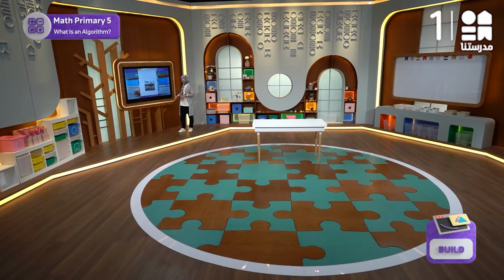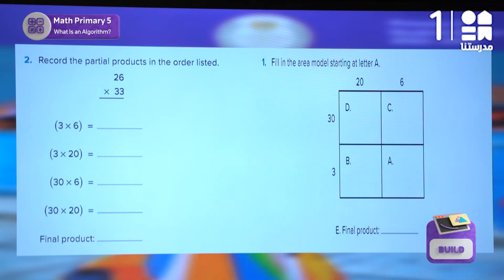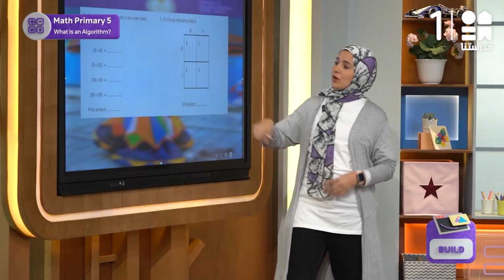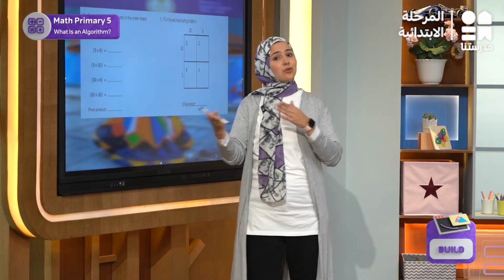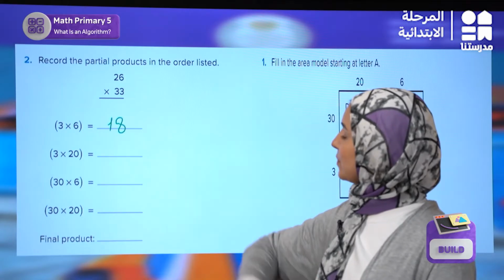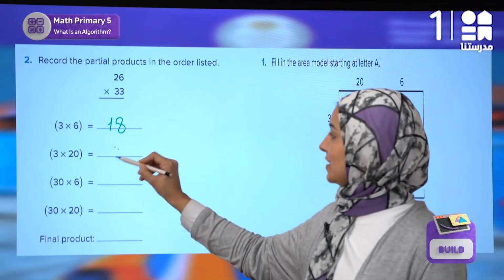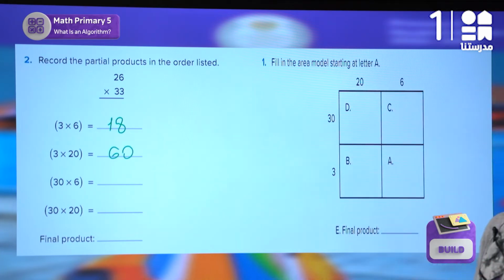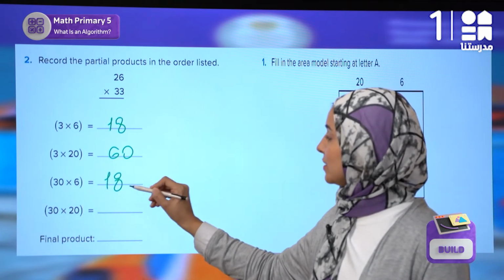Let's start solving the problem, then we will compare the two ways. Now, what do I have? For the partial products here, I have the first product, 6 times 3 or 3 times 6. So the answer here is 18. What comes next is 3 times 20, which is 60.